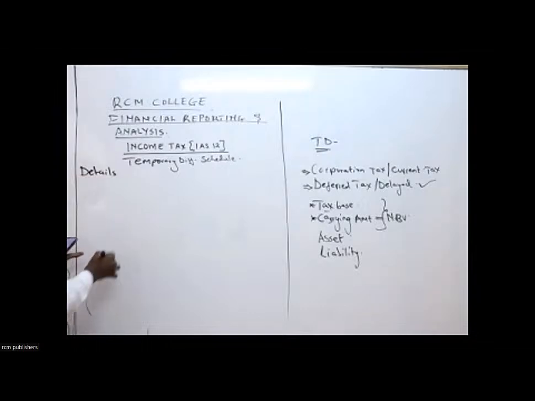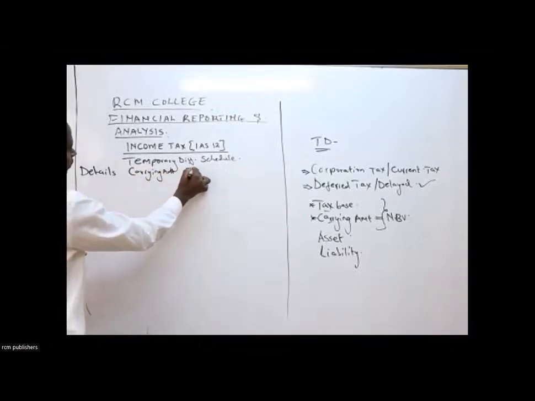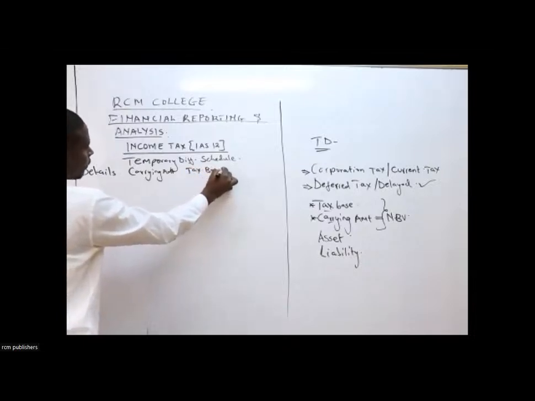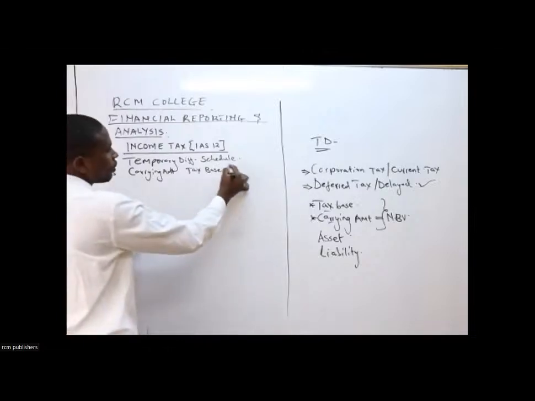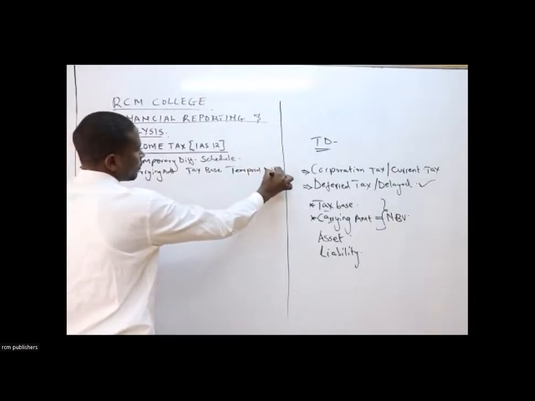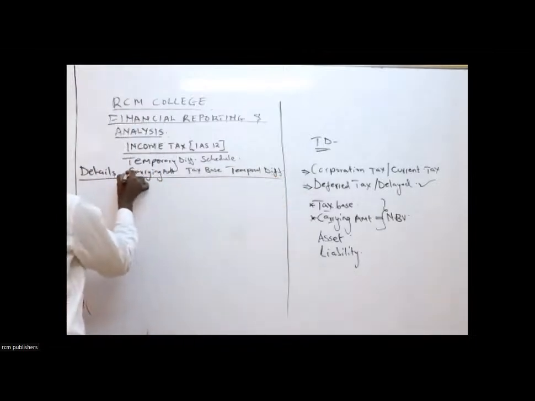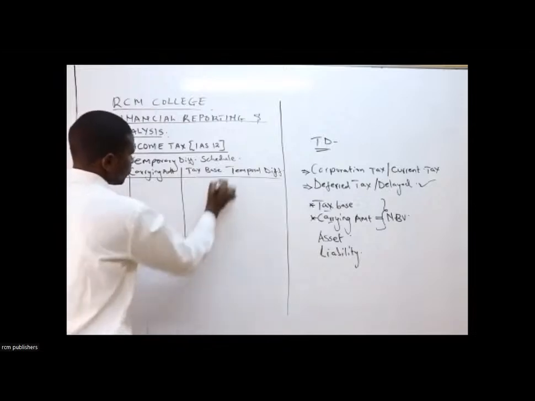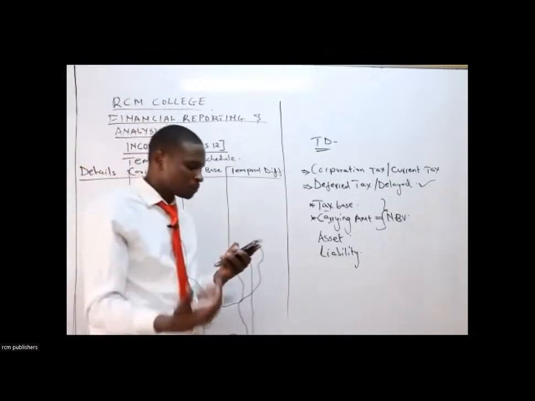Then we can have our carrying amount. Remember what we said about the carrying amount. Then tax base. And then at the end of it, what we are getting is the temporary difference, which will really assist us. So you can maybe underline this. Once you underline that, it will be easier for you to tackle this question. So class, we are going to start with the first information.